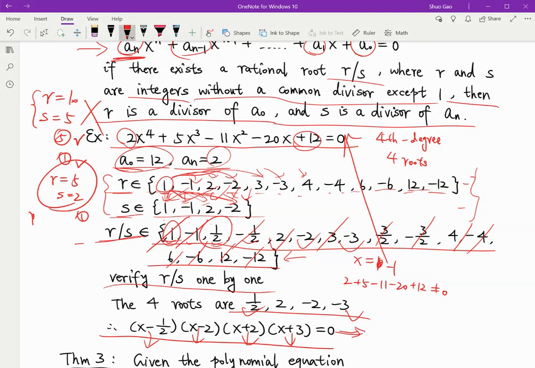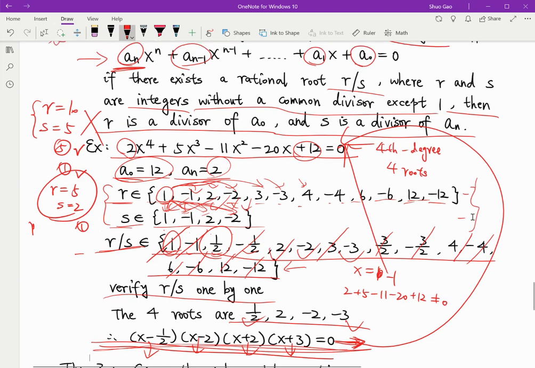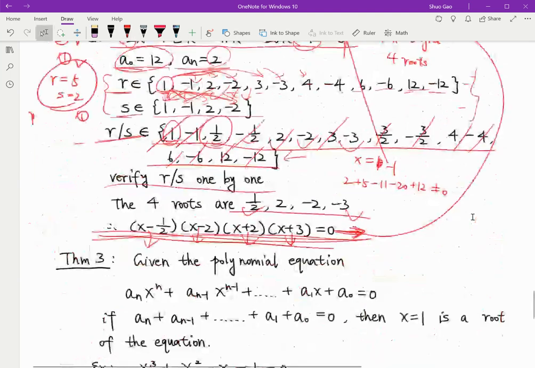So if you expand this final equation after factorization, and get rid of these parameters, you can find that this equation is exactly this one, right? They're the same. But here we write this equation in the root form, right? Multiplying all the roots. Okay. So this is theorem 2.